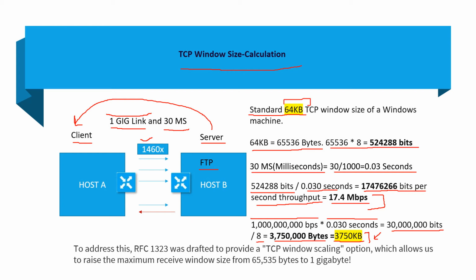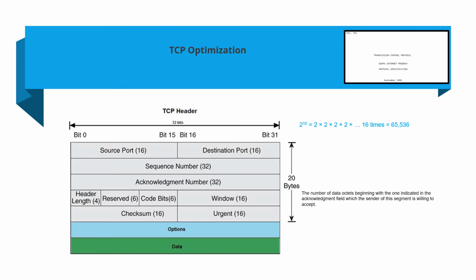SD-WAN equipment and WAN optimizers come with higher buffers where this window size can be increased. There was also an enhancement in RFC 1323 that gives you an option to do TCP window scaling, which allows us to raise the maximum receiver window from 65535 bytes to 1 gigabyte. All these TCP enhancements are basically to get better throughput from the WAN links.